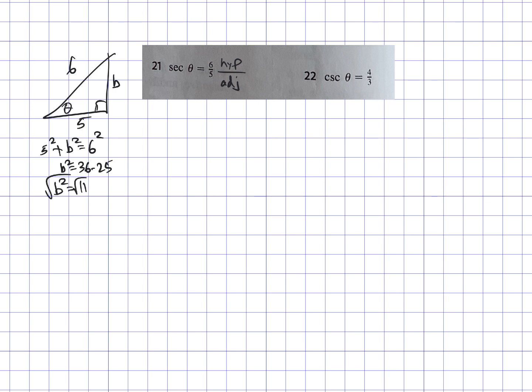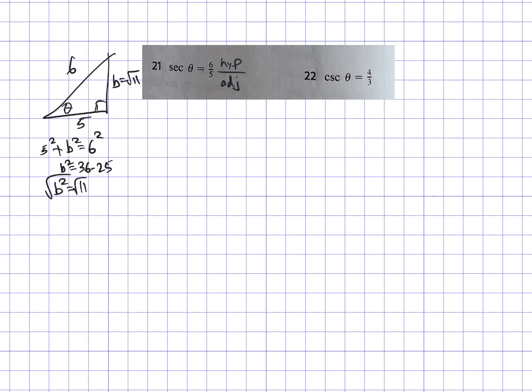Secant goes with cosine. So the cosine is adjacent over hypotenuse. So the secant is the reciprocal of that. The secant would be the reciprocal of the cosine, which is the hypotenuse over adjacent. So 6 over 5. All right, do your Pythagorean theorem. 5 squared plus b squared equals c squared. So b squared is 36 minus 25. B squared is 11. So the square root of 11.